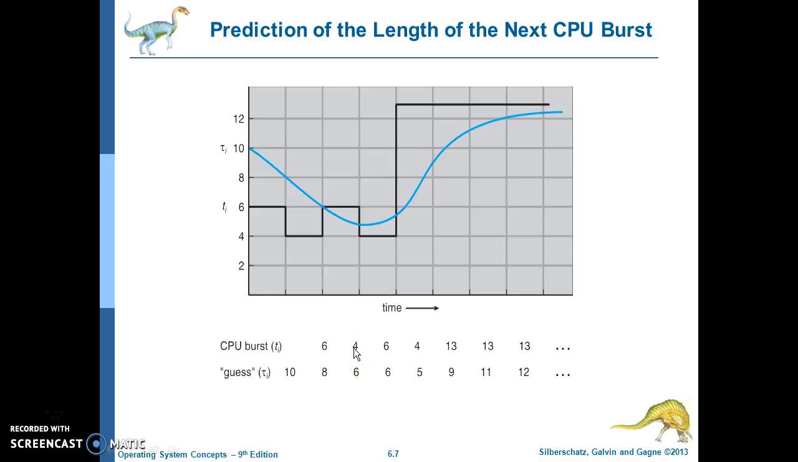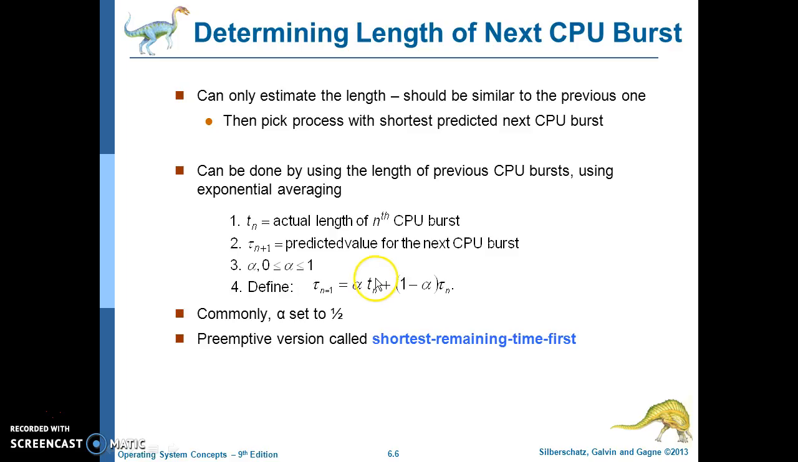Similarly, if the current CPU burst is 4 and the previous is 8, half into 4 plus half into 8, that is 2 plus 4, which is 6. Similarly, with 6 as the current burst and 6 as the previous, half into 6 plus half into 6 gives 6. Similarly, we can find all the values by using the exponential average formula, where alpha is set to half.